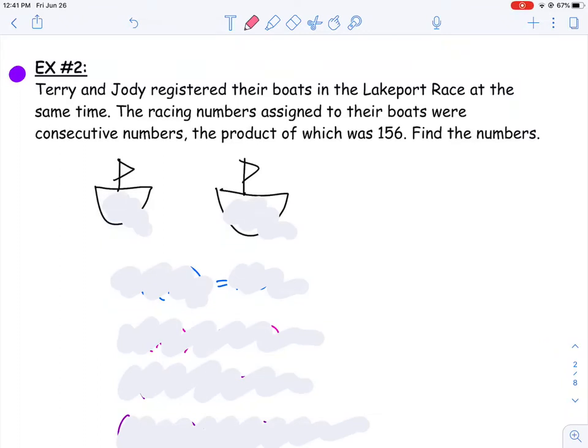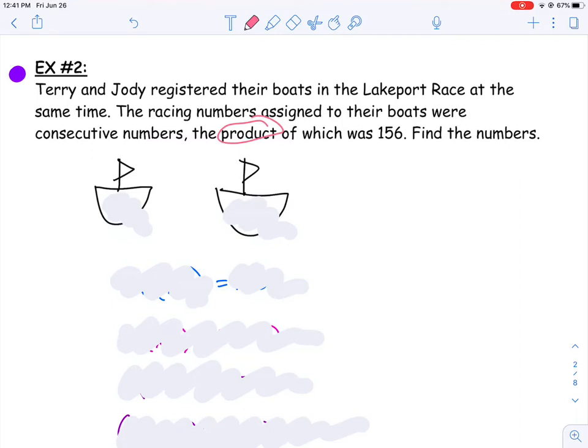All right, let's talk about a few more examples of applications of factoring, section 5.8. If you look at example number 2 with me, it says Terry and Jody registered their boats in the Lakeport race at the same time. The racing numbers assigned to their boats were consecutive numbers, meaning numbers in a row next to each other, the product of which was 156.